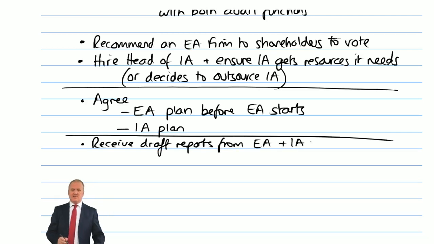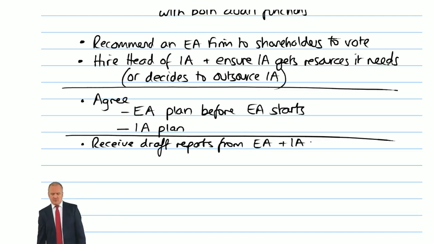And at the end of the processes, both sets of auditors will pass their reports to the audit committee and discuss their findings before that information is passed on to anybody else.